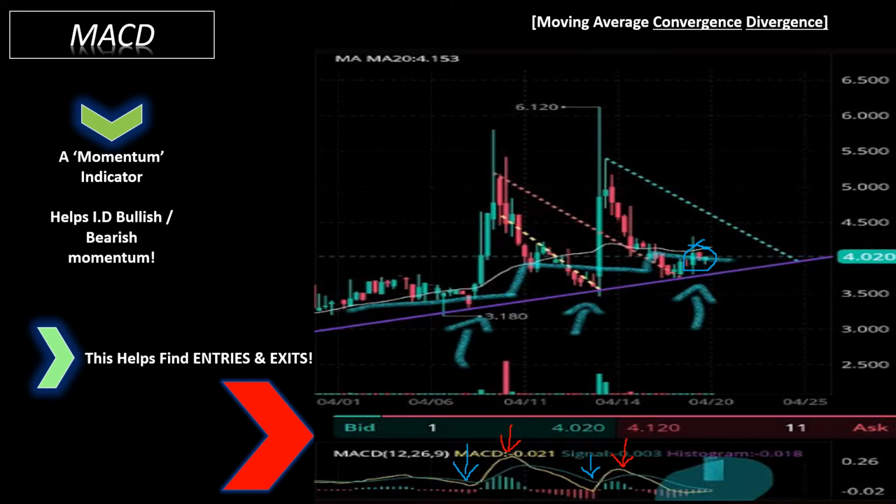So the MACD is the first thing that I would like to talk about, and this is a momentum indicator, which helps to identify bullish or bearish momentum. So if you ever see me talking about a bullish or bearish signal, one of the things that I consider is the MACD, because I use this sometimes to determine whether something is oversold, which would indicate a buy region, or overbought, which would indicate a sell region.